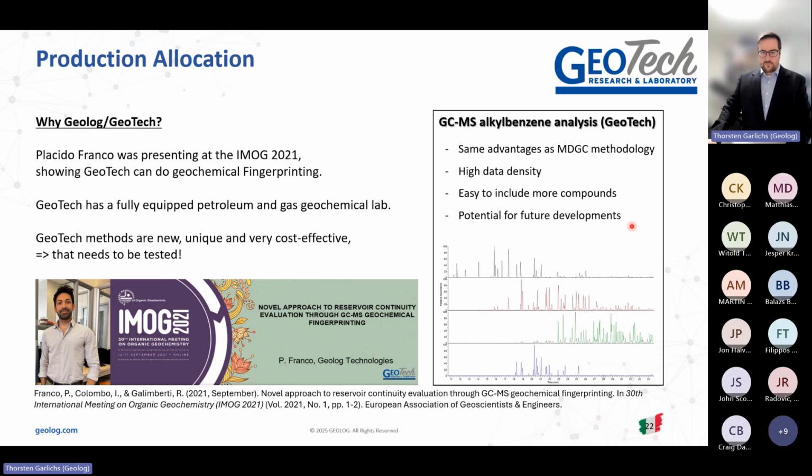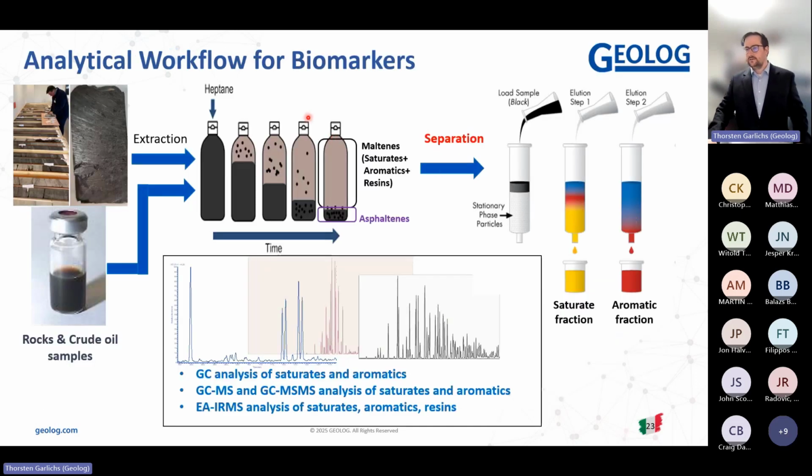But we need to go back a little bit to talk about the analytical workflow. And here we first check the workflow for biomarkers. This is mainly familiar for a lot of geochemists. So this is me taking some rock samples in the core store in Norway. Normally with rock samples, either shales or sands, you can extract them. Sorry, and you have the heptane fraction. And you have your extract.